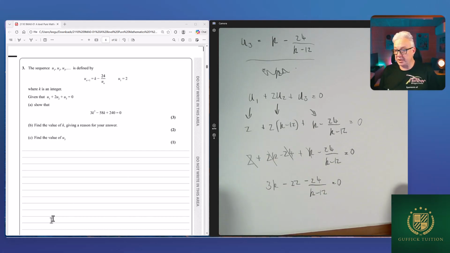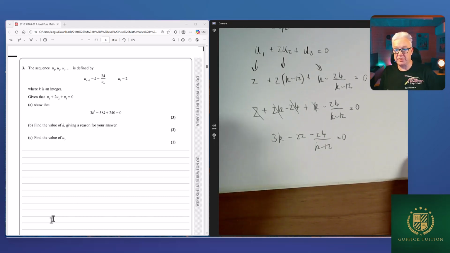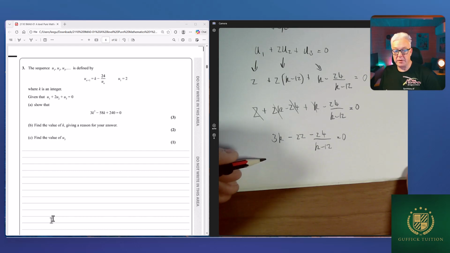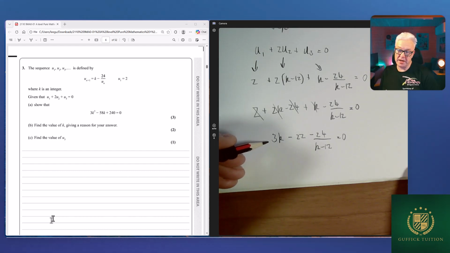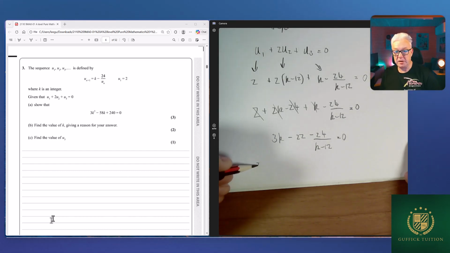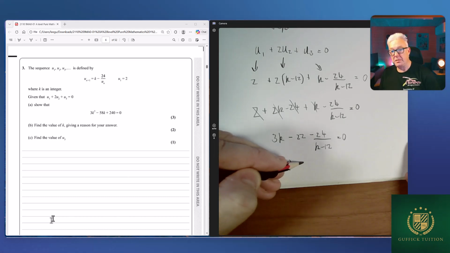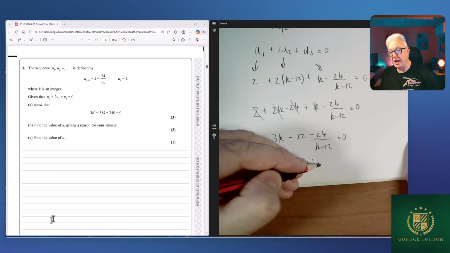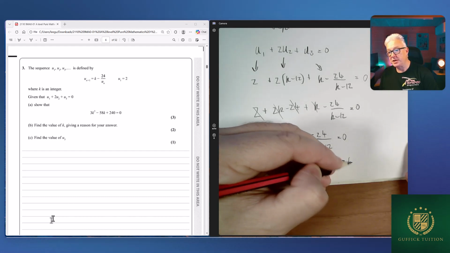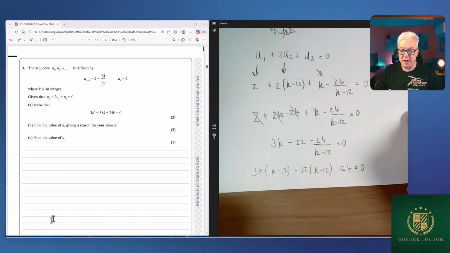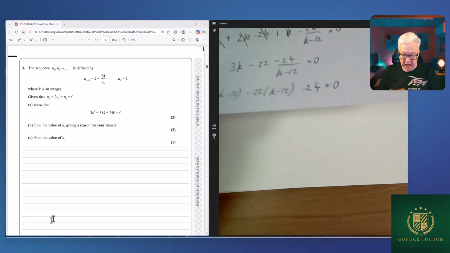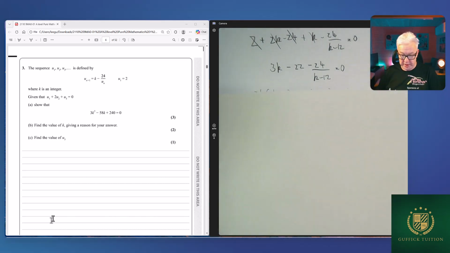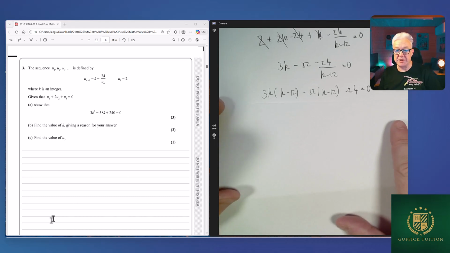Now, from here, what would I do from here? I think I'm going to multiply everything by k minus 12. So let's do that. Okay, so we're going to think about timesing every single term by k minus 12. So 3k times by k minus 12 minus 22 times k minus 12 minus 24 equals 0. And then from here, we're going to expand everything and collect like terms and hope that this turns out to be what we want it to be. So let's have a look.